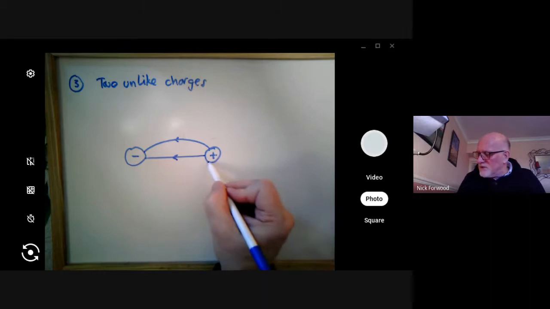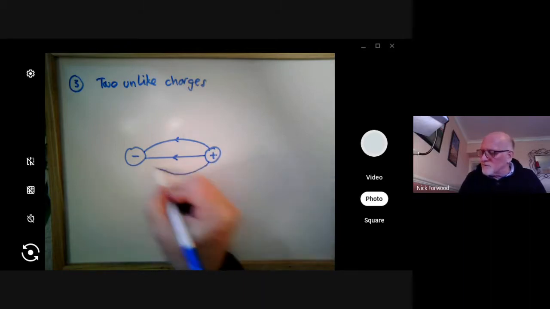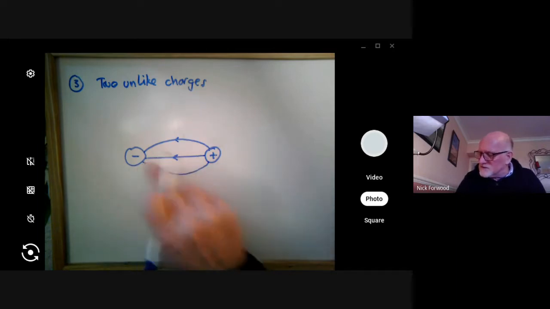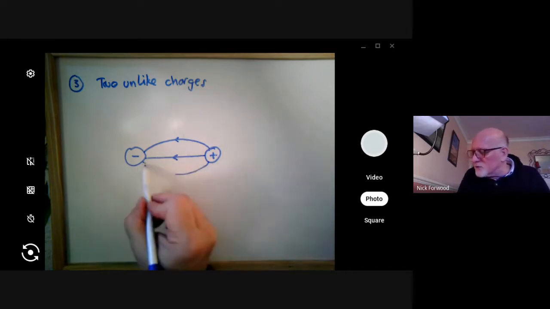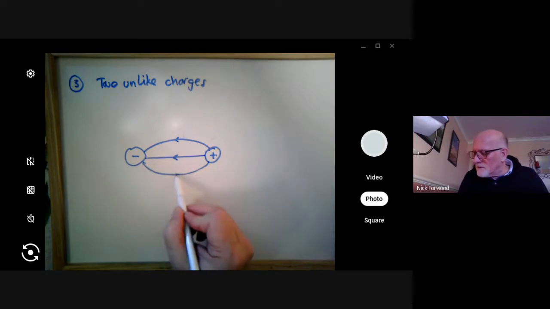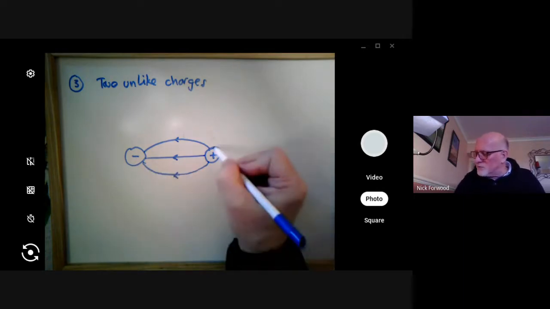And one put here is going to do the same. It's going to start there and it's going to come round to there, and these are supposed to be nice and symmetrical, like that. What about one that's put here?